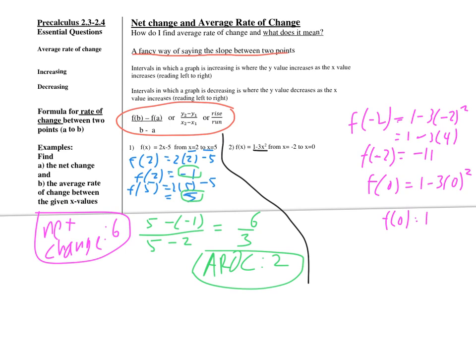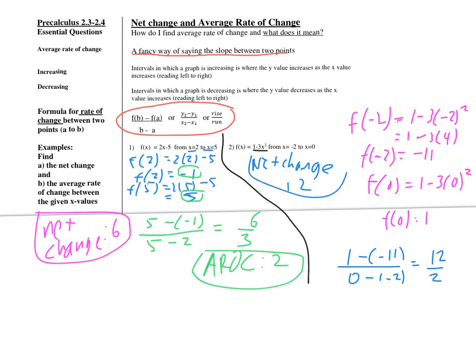All right, so now I'll do my rise over run here. So we'll go ahead and do y2 minus y1 over x2 minus x1. So I have the numerator at 12 here, the denominator at 2. So then I know my net change is just the numerator there. It's 12. And then my average rate of change would be 6. It's 12 divided by 2.